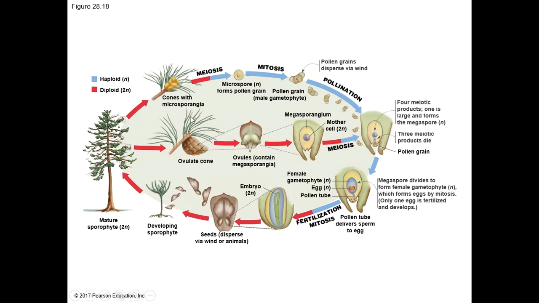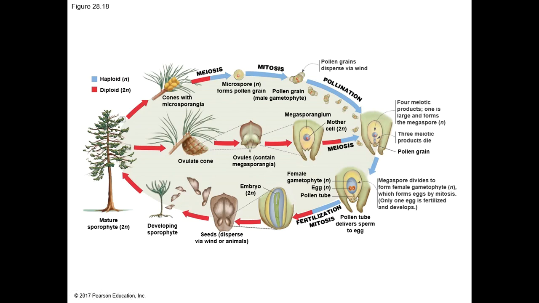So we've got our ovulate cone, the female one, which contains the ovules, which contain megasporangia, which are going to become the megasporangium, which have the mother cells. Okay, these mother cells are going to undergo meiosis, and what they're going to do is produce this megaspore, this egg cell that's going to be fertilized ultimately by the pollen. So the megaspore divides to the female gametophyte, okay, in this case.